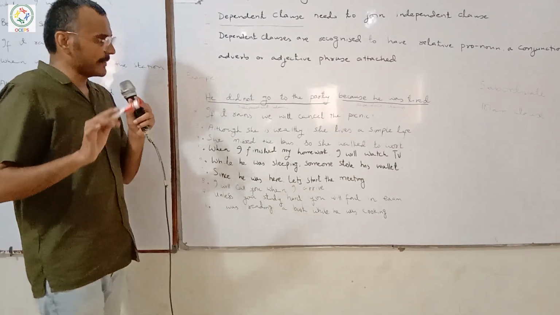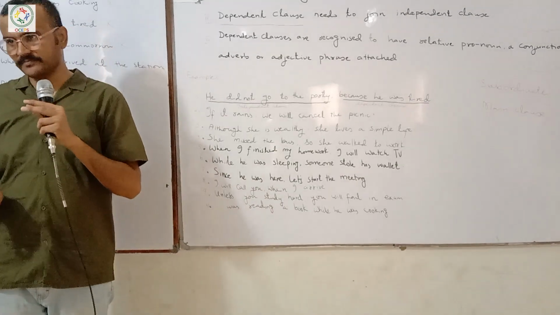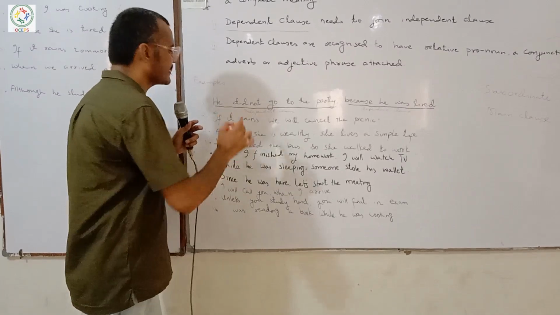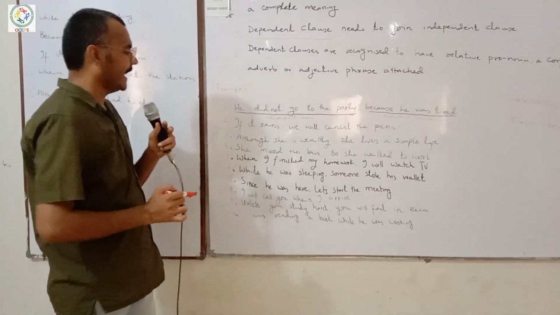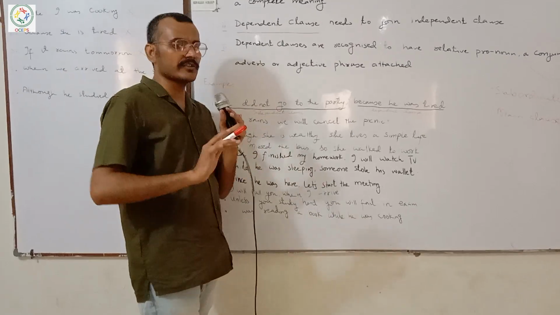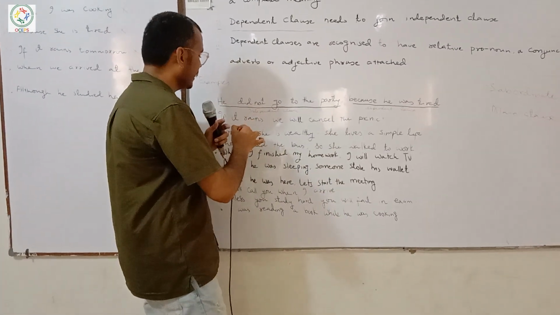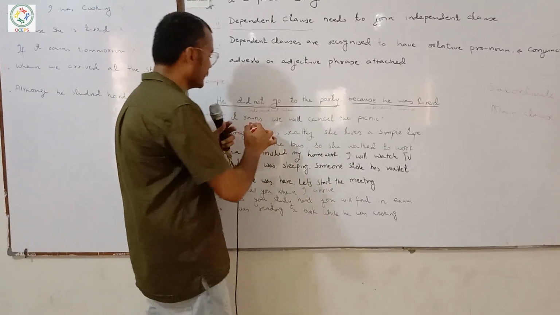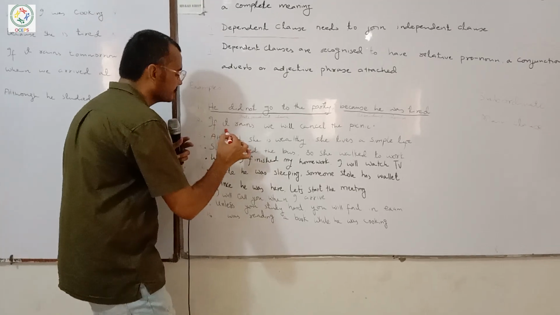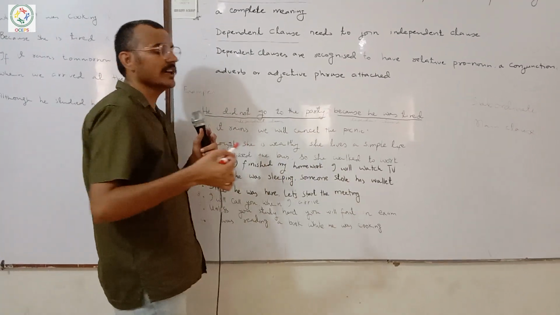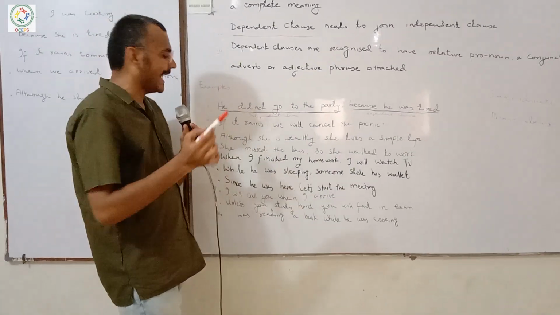So, independent and dependent clauses are the action and the reaction of each other. Now, see, if it rains is the action, and we will cancel the picnic is the reaction. So here is the condition: if it rains is the dependent clause, and we will cancel the picnic is the main clause. How is it the dependent clause?